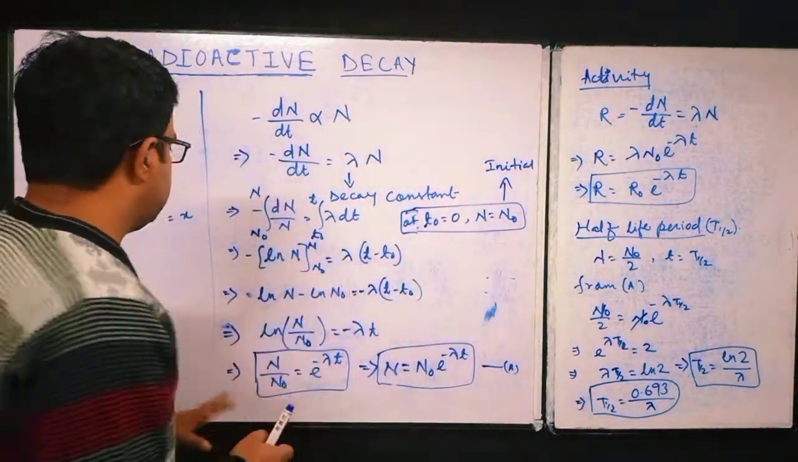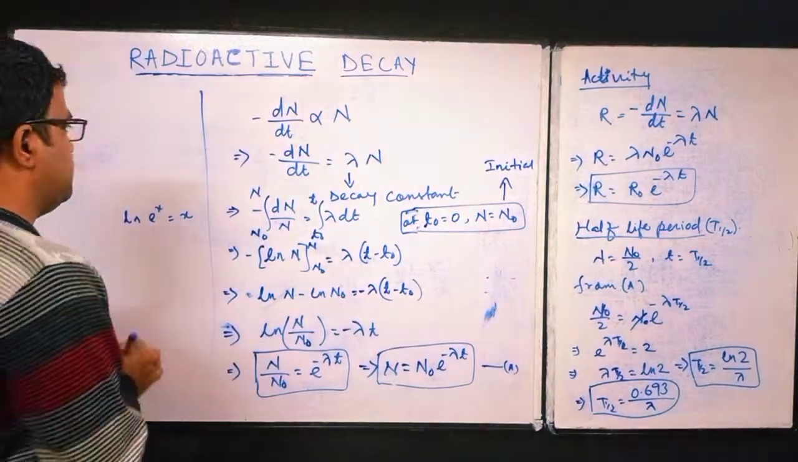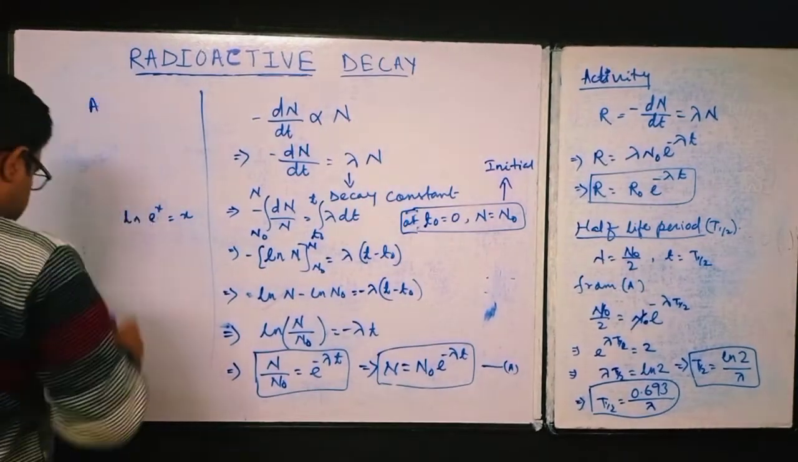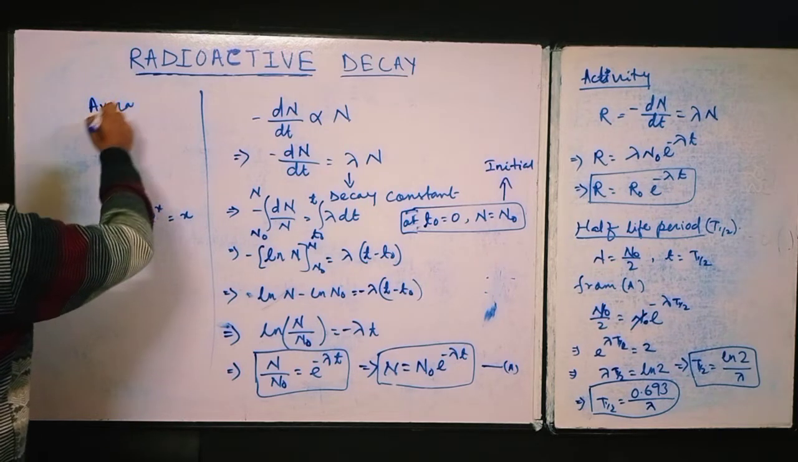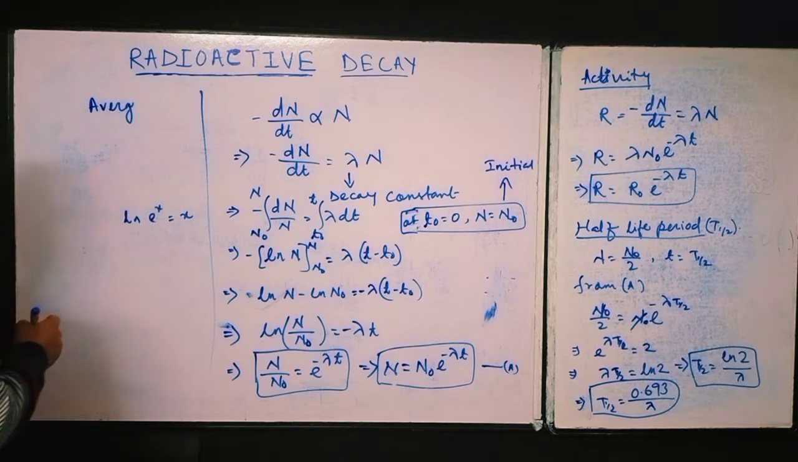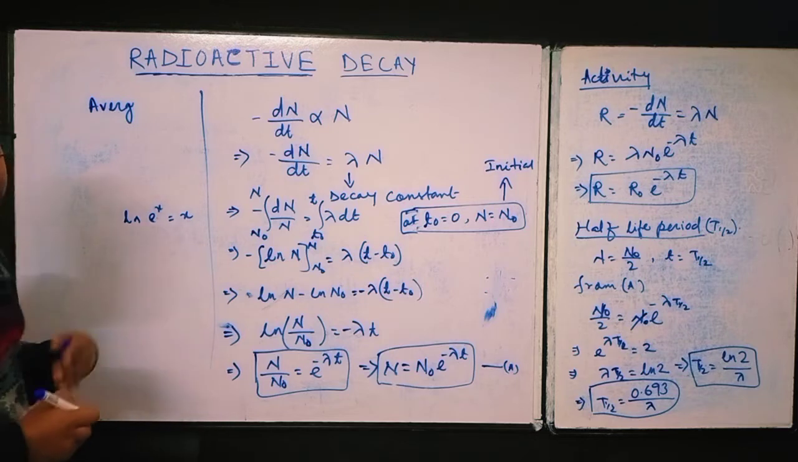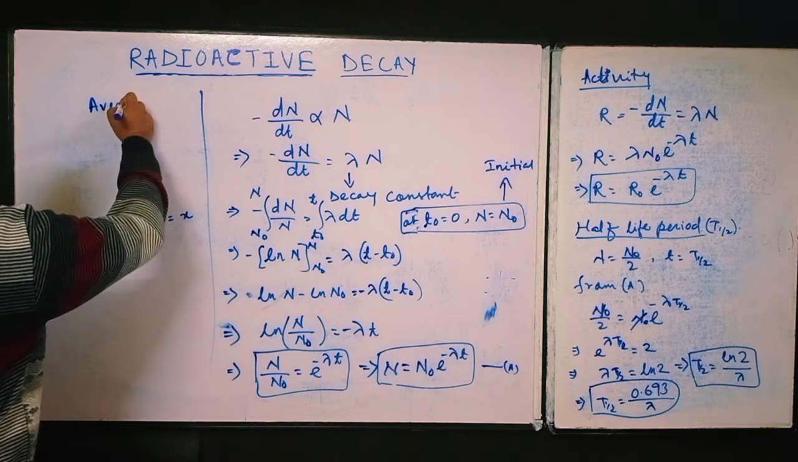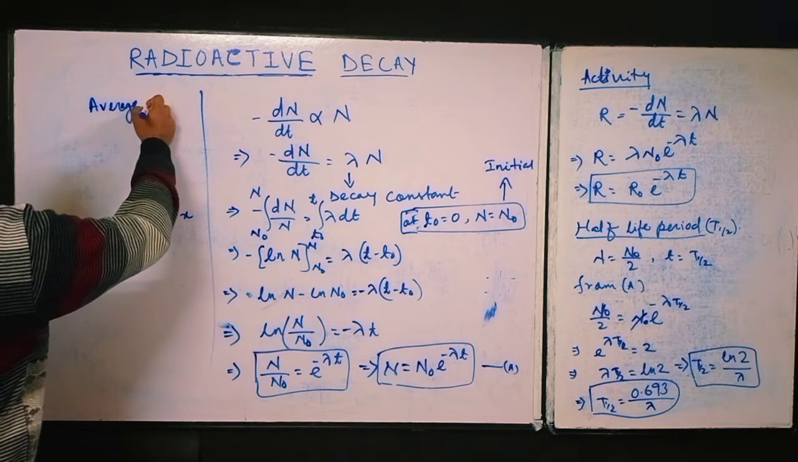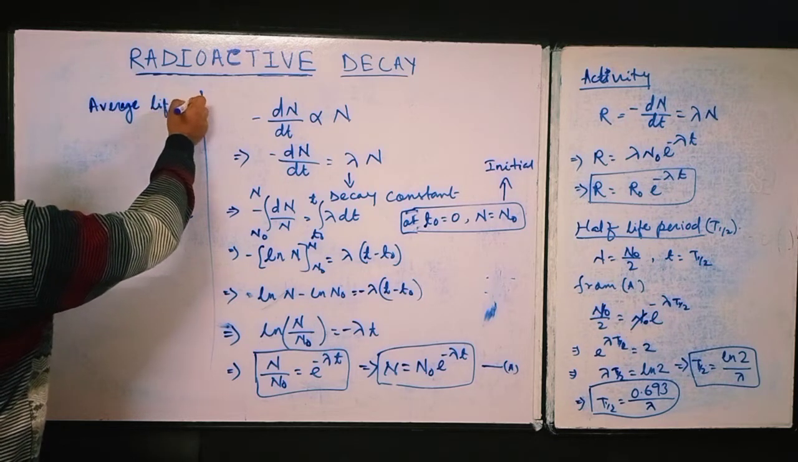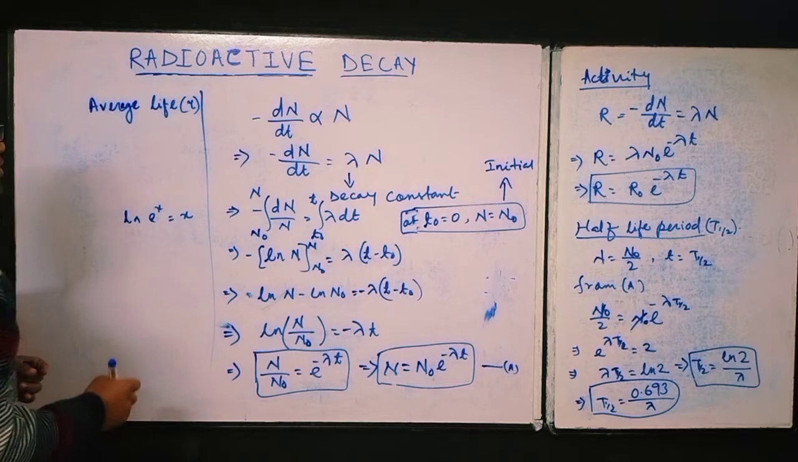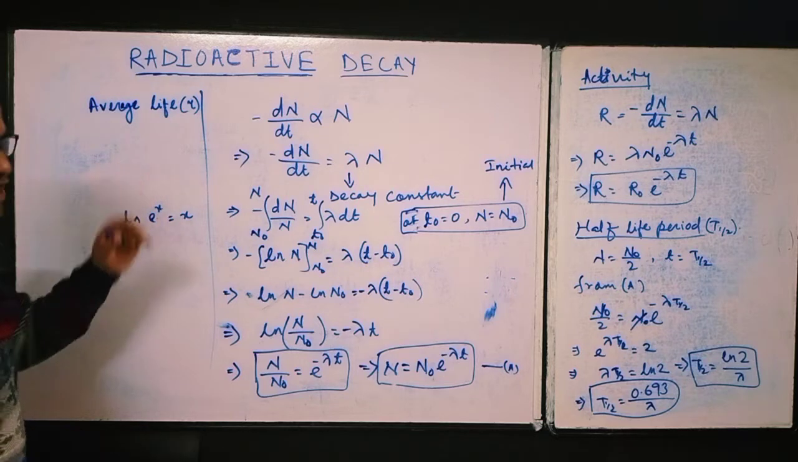Another relationship is about average life. I'm not deriving it. If you wish, you can ask me in the comments and I'll prepare another video for its derivation. Sometimes some books use the tau symbol, sometimes some books use t average for average life.